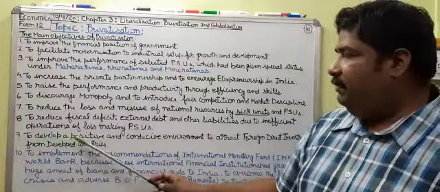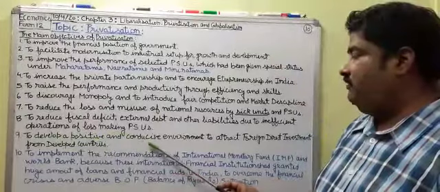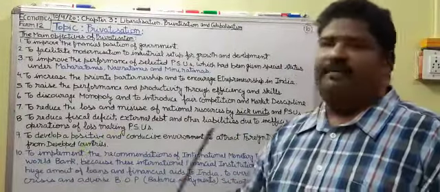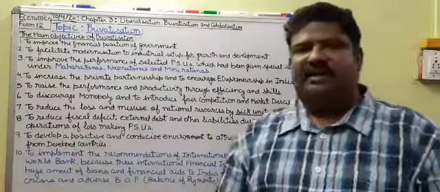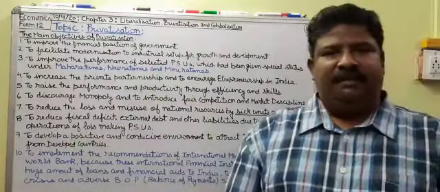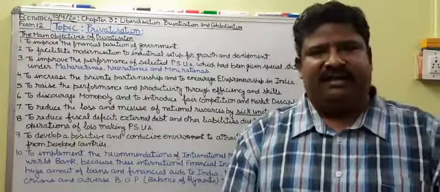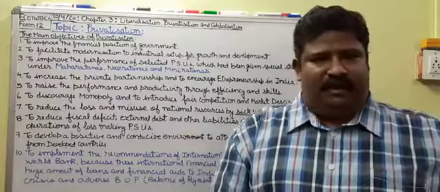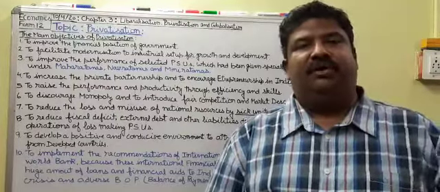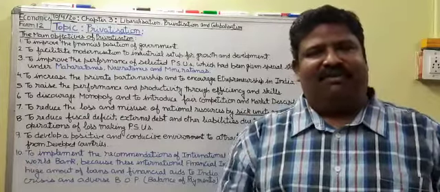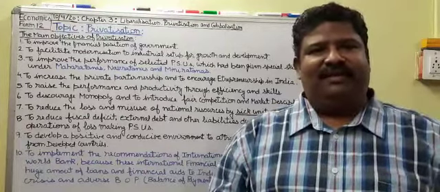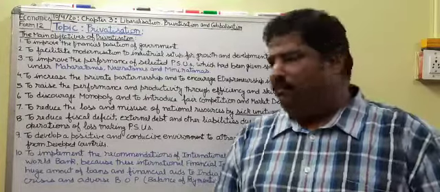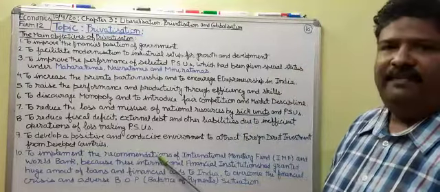Number nine, to develop a positive and conducive environment to attract foreign direct investment from developed nations. See, when the people and governments of advanced and developed countries have extra or ample funds, they are looking for the best return on investment. Developed countries have already reached the level where, if they invest their money in developing countries, there will be more returns. So this FDI can be encouraged.